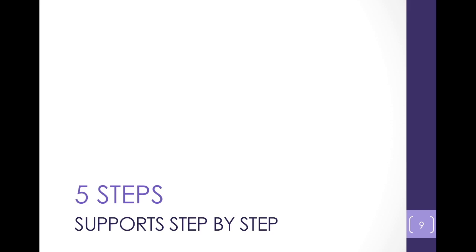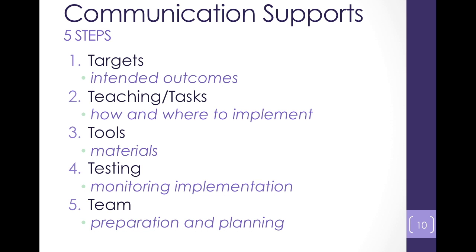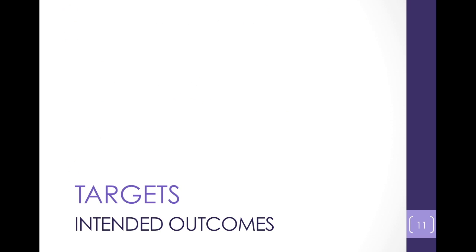Okay, so now that we've seen a couple of examples, let's talk about why and how we use these communication supports. So we're going to use these 5 categories to organize the information from here on in the webinar. We'll first look at the intended outcomes of using the supports, and then how and where we implement them. We'll discuss the features of the materials themselves, how we know that they're working, and lastly, what type of preparation is required. So let's start right in with the intended outcomes.